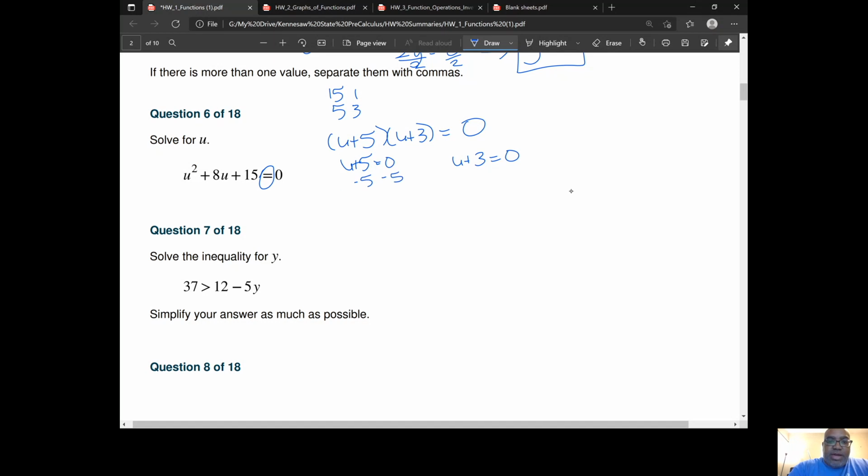Subtract 5 from both sides, and I get u is equal to negative 5. That looks like a 4. And subtract 3 from both sides, and u is equal to negative 3. Okay, so we can leave it like this. We'll put it together.